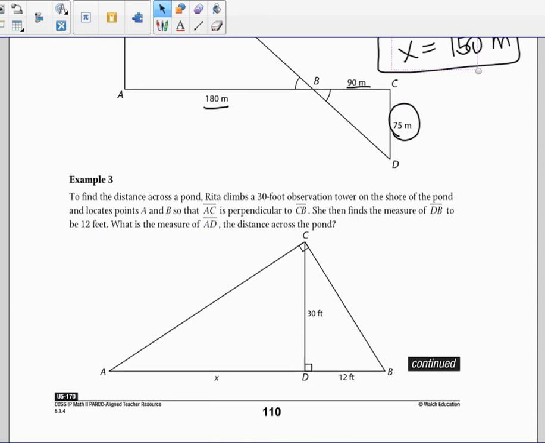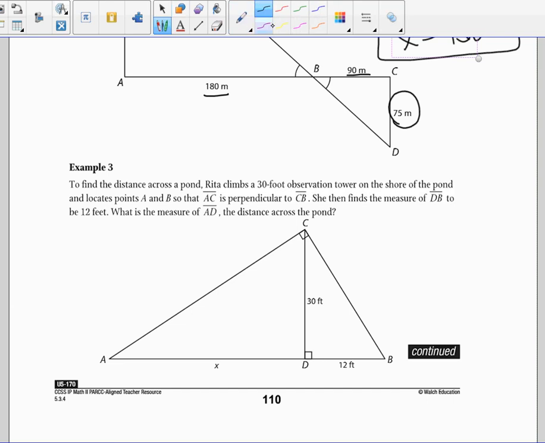All right, for example number 3, it says, to find the distance across a pond, Rita climbs a 30-foot observation tower on the shore of the pond and locates points A and B so that AC is perpendicular to CB. Okay, so that's all. They already drew the picture for us. So she goes 30 feet up in the air, and then she is standing here, and it says she locates points A and B so that AC is perpendicular to CB, so that's why you have the right angle right here.